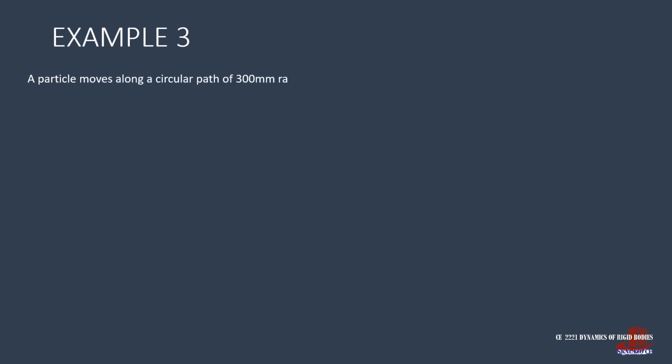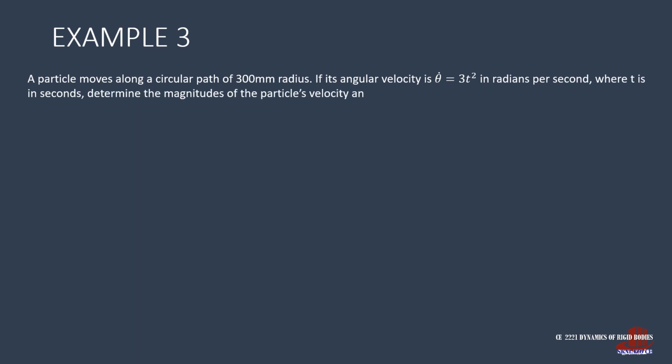Example 3 has a particle moving along a circular path of 300 mm radius. If its angular velocity is theta dot equal to 3t squared in radians per second, where t is in seconds, determine the magnitudes of the particle's velocity and acceleration when theta is equal to 45 degrees. The particle starts from rest when theta is 0 degrees.